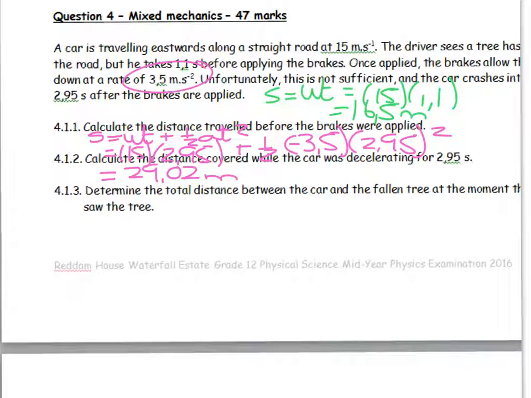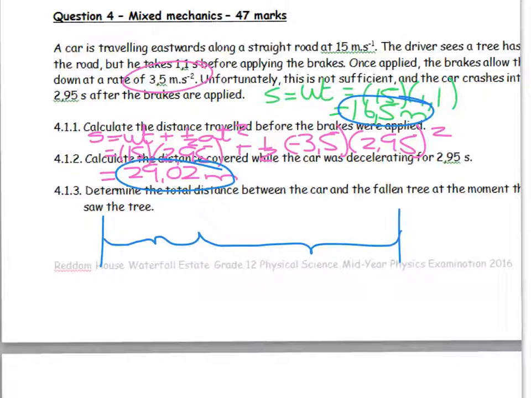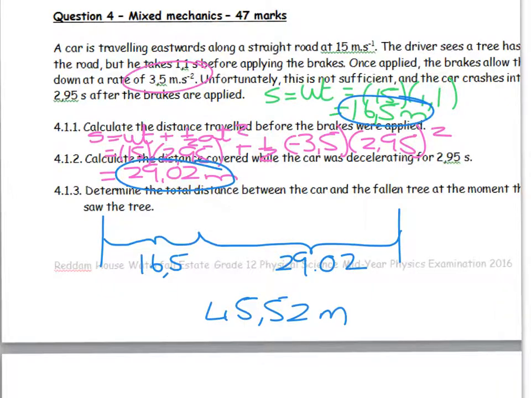Determine the total distance between the car and the fallen tree from the moment he saw the tree. So those are just going to be these two added together. So the moment he saw the tree was over there. Here's the tree. We know that he's covered 16,5, and he then covered 29,02. So you're just going to add those together and get 45,52 meters.